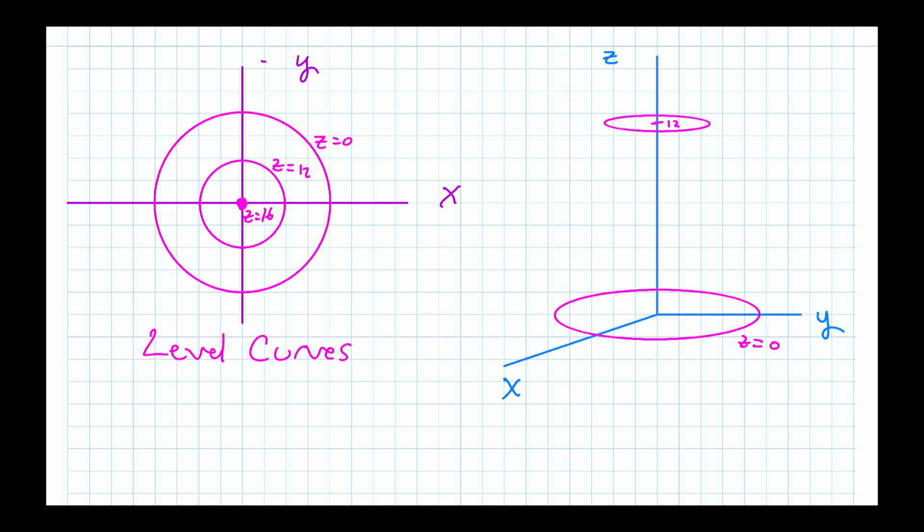And then you have at z equals 16 just a single dot. So you go up a little bit higher, z equals 16, and then right at 0, 0. And we could have plotted a lot more level curves. The more level curves you have, the more helpful it is. But we're going to connect these points here. Hey, come on.